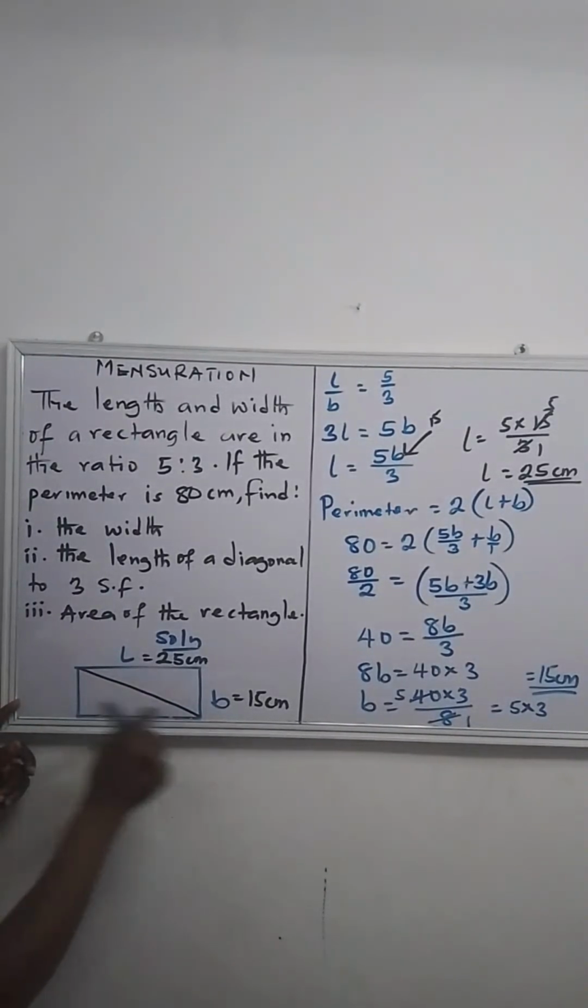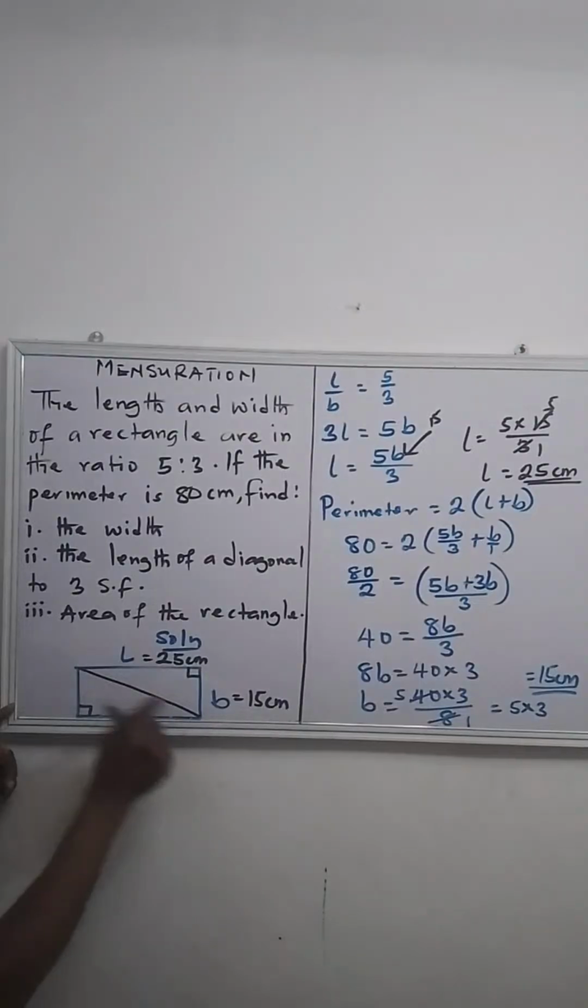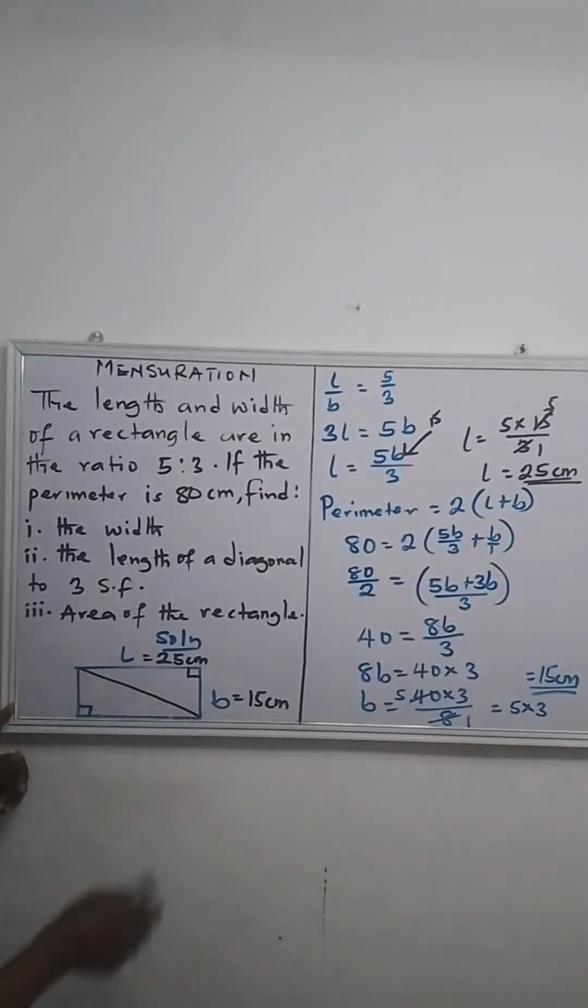Okay, so we want to get this. Now don't forget that angles in a rectangle are right angles. This is a right angle, right angle, right angle, right angle. Now I want to get this length. How do we get this length?